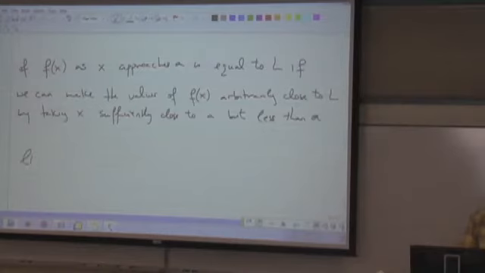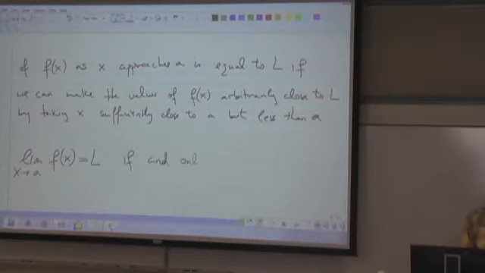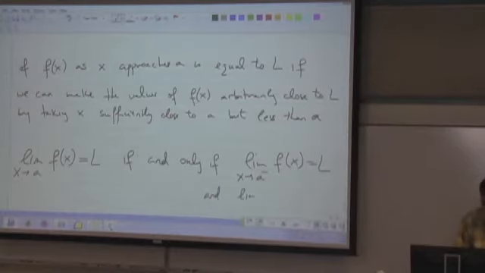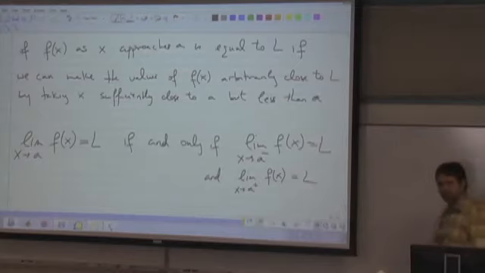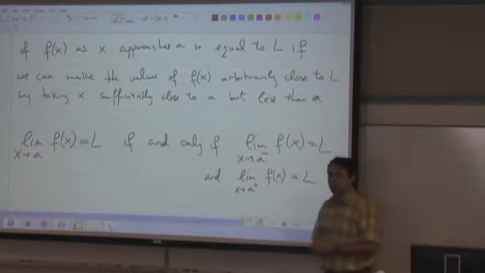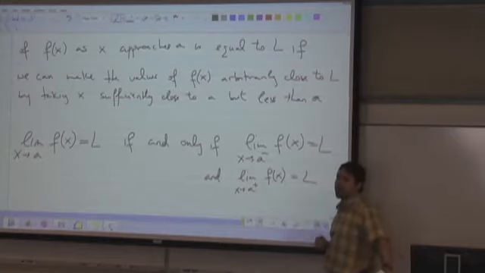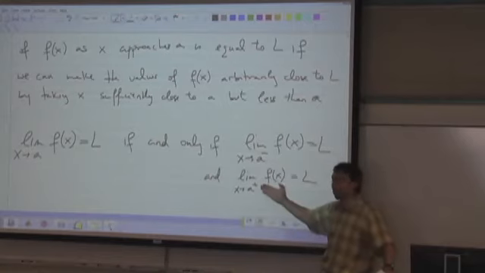The limit as x goes to A of f of x is equal to L if and only if the limit as x goes to A minus of f of x is equal to L, and the limit as x goes to A plus of f of x is equal to L. So what we're saying is the first original definition that I put on the board says that coming from both directions I have to end up in the same place. That's exactly what we're saying here.